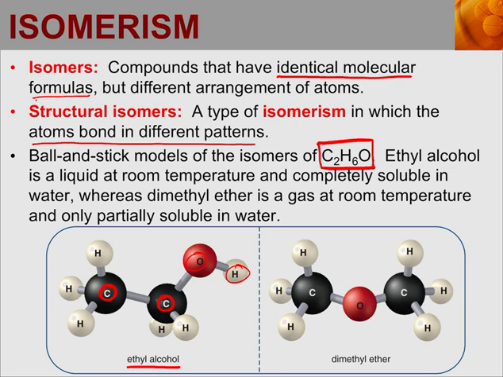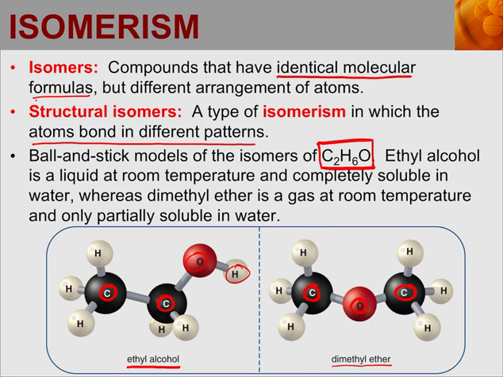Then, if we look at the other compound, dimethyl ether, we have a carbon, then an oxygen, and then a carbon. So this time the oxygen is in between the 2 carbons, and we get completely different compounds with completely different physical properties, even though they have the same number of each type of atom.